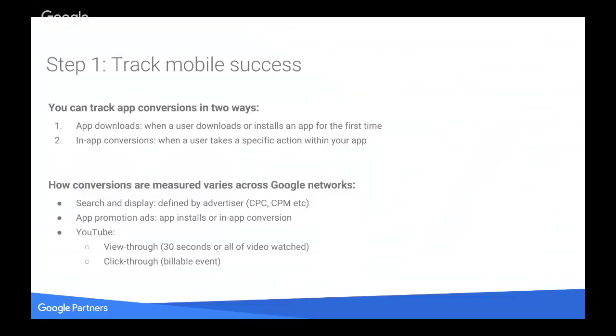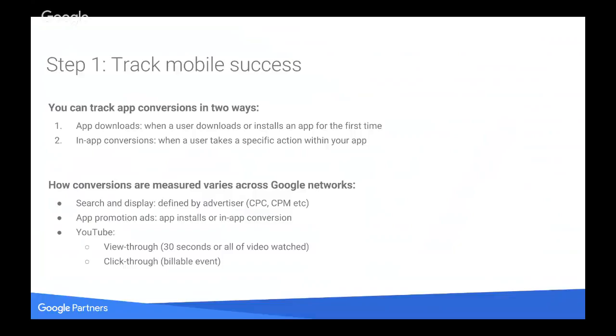Now, in terms of tracking your mobile success, going back to our example of something like an application that you're trying to promote, tracking app conversions could be in terms of app downloads or in-app conversions. Now, app downloads, as the name itself suggests, is just a count of a number of people who've downloaded your app, while an in-app conversion is an action that's defined by you. It could be someone visiting a particular section of the app versus somebody who may be upgrading their app to the latest version.